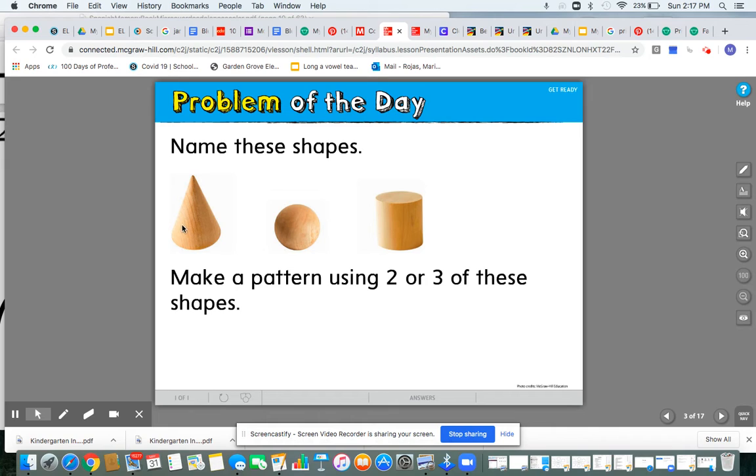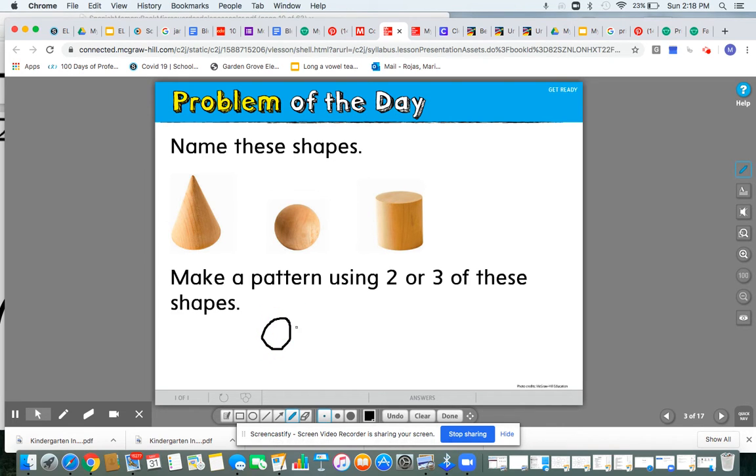For example, this is a cone. This is a sphere. This is a cylinder. Okay, so what I'm going to do is it says make a pattern using 2 or 3 of these shapes. So I'm going to make a pattern. So you guys remember what a pattern was.